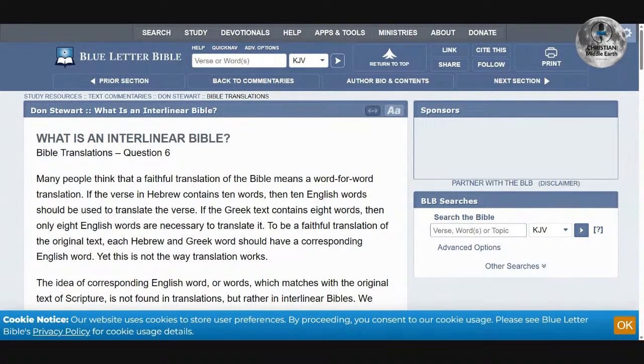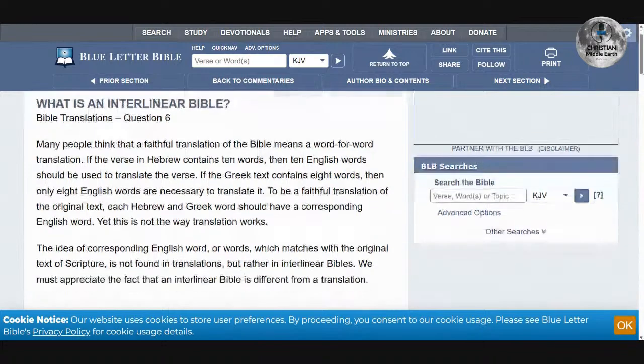Listen to this. Many people think that a faithful translation of the Bible means a word-for-word translation. If the verse in Hebrew contains 10 words, then 10 English words should be used to translate the verse. If the Greek text contains 8 words, then only 8 English words are necessary to translate it. To be a faithful translation of the original text, each Hebrew and Greek word should have a corresponding English word. Yet this is not the way translations work. It's not how language works, unfortunately, you could say.